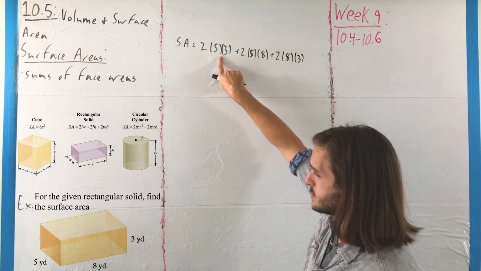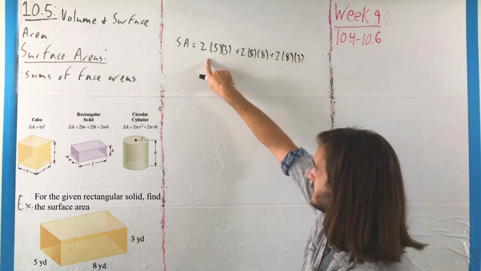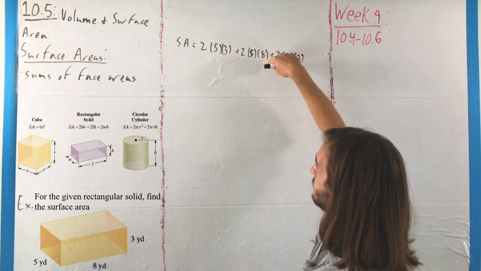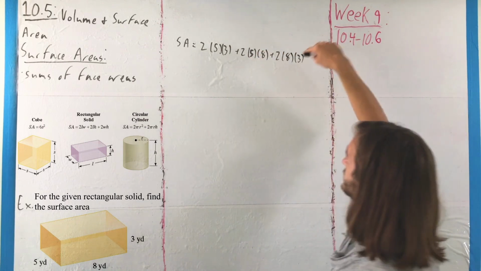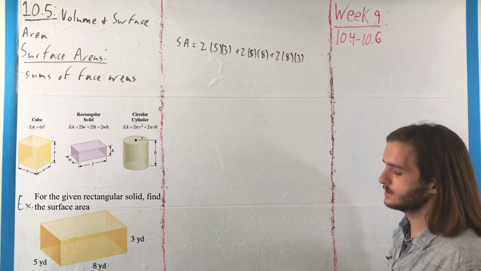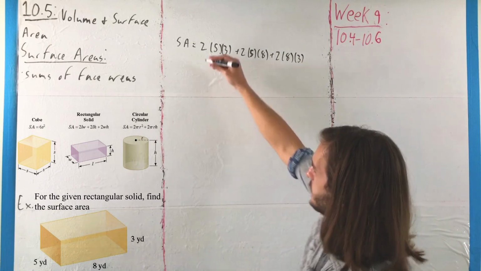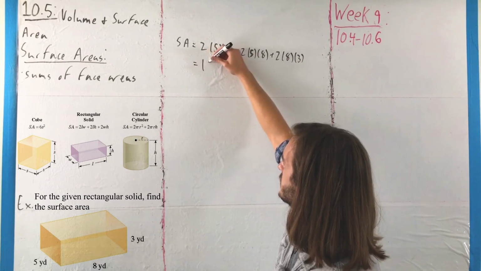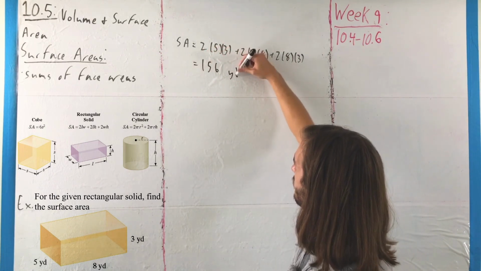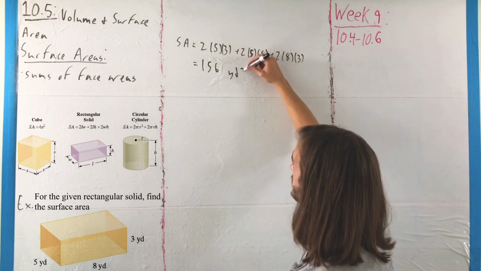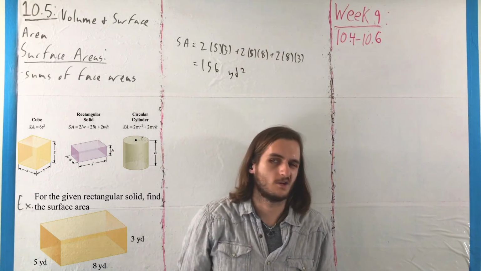5 times 3 is 15, times 2 is 30, 5 times 8 is 40, times 2 is 80, and 8 times 3 is 24, times 2 is 48. Add all of those up, and we'll get a total surface area here of 156 square yards in terms of our unit, in terms of our surface area.